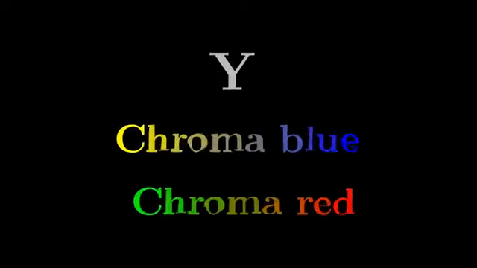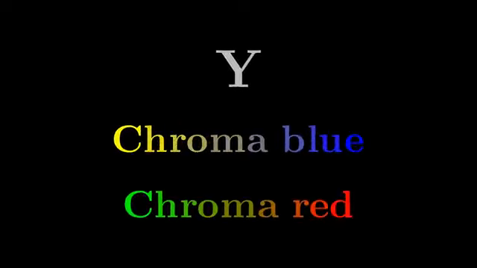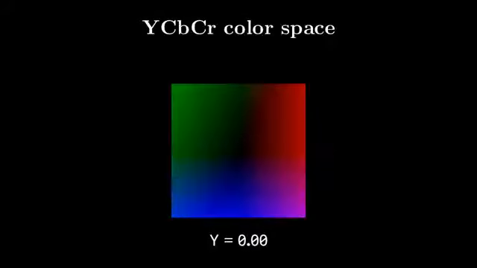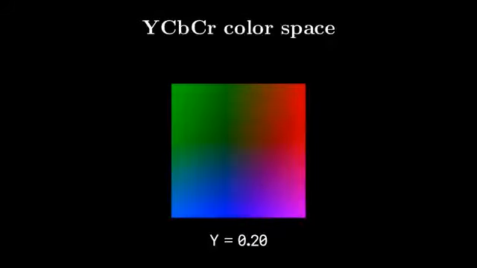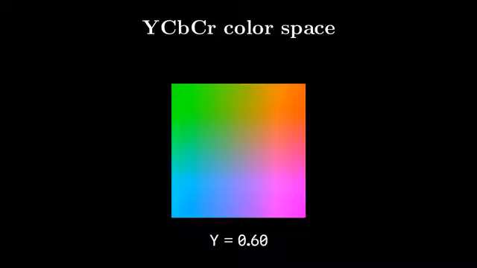YCbCr stands for Y, chroma blue, and chroma red. Our Y component is going to measure the luma or brightness of an image, and our Cb and Cr components are going to encode the colors. If we look at the color space, the Y can be thought of as a single vertical axis with larger values encoding more brightness.